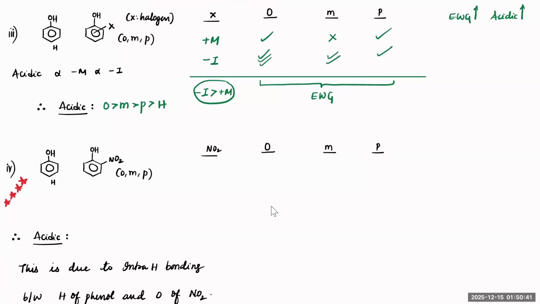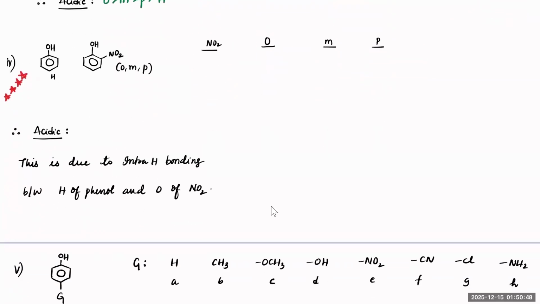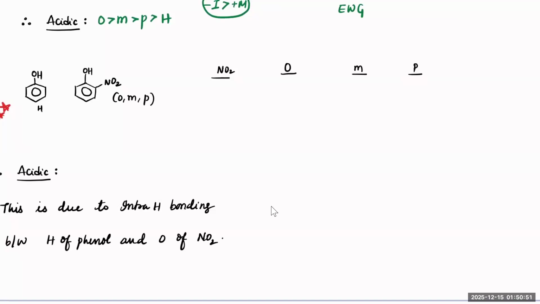So keep in mind, when it comes to halogens, your comparison should be only on the basis of minus I. Next, NO2. In the case of NO2, it can offer minus M as well as minus I. Minus M is observed at ortho and para. Minus I is very high at ortho, then moderate at meta, and least at para. Overall, in all three cases, it is a strongly electron withdrawing group.